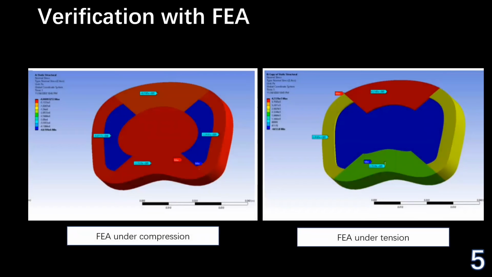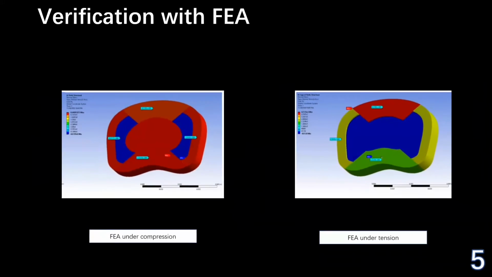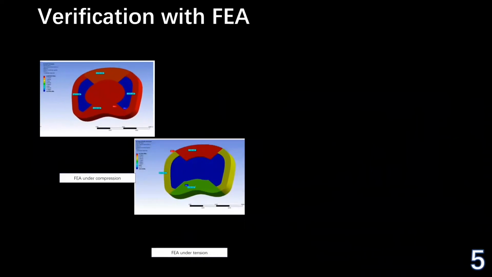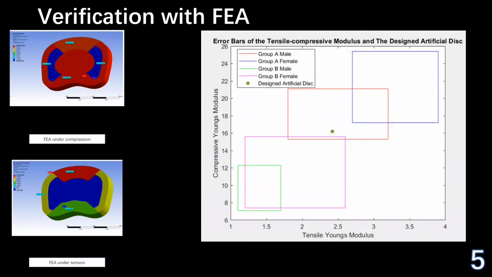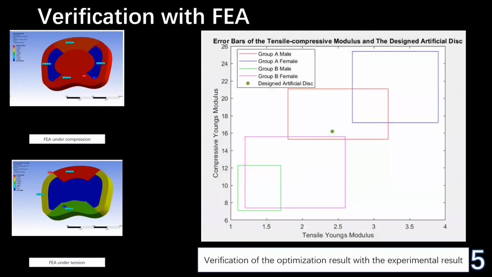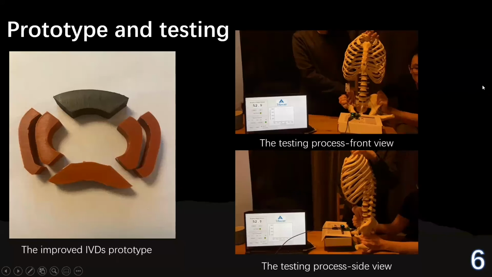After obtaining the elastic modulus of the materials, we use FEA to calculate the overall tensile and compressive modulus of our IVD and then compare the result with the experimental data. As you can see from this figure, the overall tensile and compressive moduli fall in the error box of the experimental data, which indicates that our design can model the mechanical property of the human IVD very well. Using the optimized elastic modulus, we selected 4 materials and manufactured the prototype via casting.